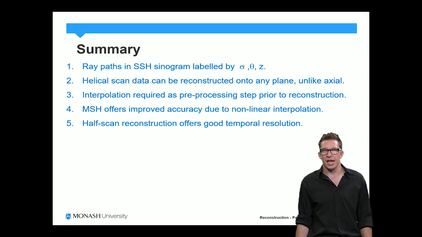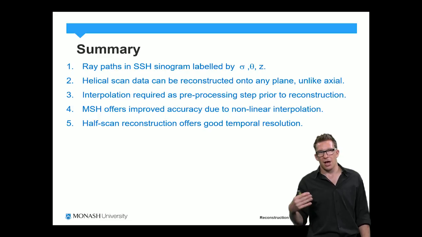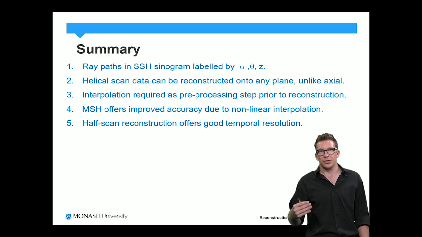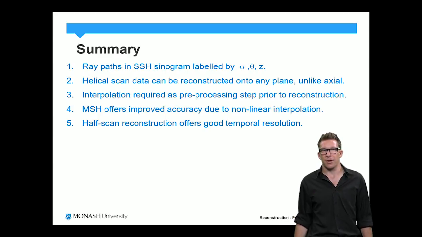Interpolation is required as a pre-processing step prior to the reconstruction. Multi-slice helical offers us advantages over single slice helical because we can do nonlinear interpolation, and the half scan reconstruction process offers us a way to improve the temporal resolution or the accuracy of our interpolation.